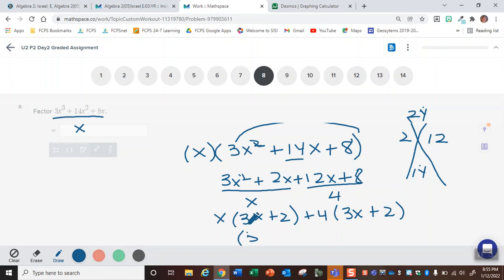I'm so frustrated. Why is it doing that? I'm going to write it over here.